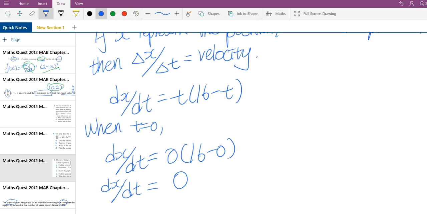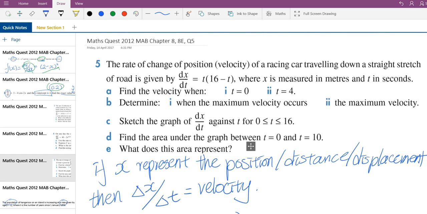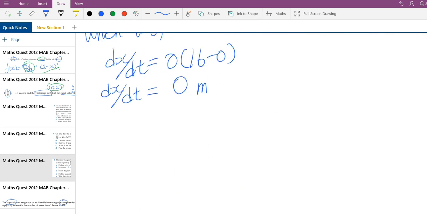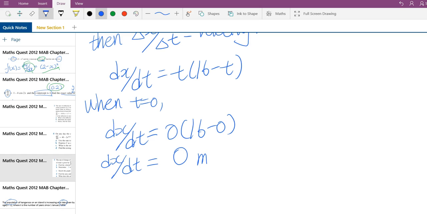Unit is important. It's measured in meters, so meters per second. Because it's the rate of a distance, measured in meters, over the change in time, which is seconds. So meter over second, meter per second. Let's do the other one, when t is equal to 4.